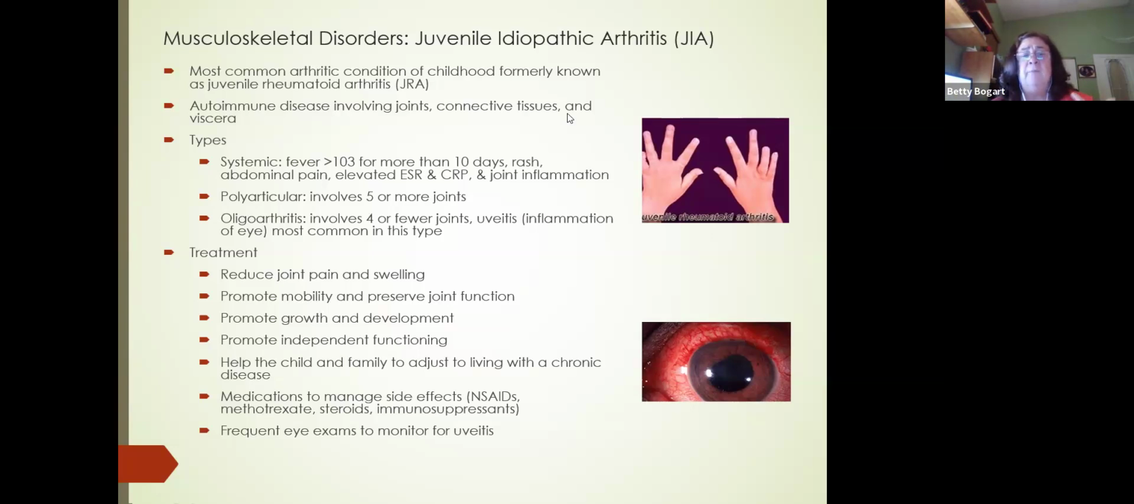Okay. How do we treat it with medicines? Well, methotrexate, weekly injections, steroids when you're really in pain. They're a band-aid. They don't cure anything. They just help with the pain. And then, of course, immunosuppressants. You've heard of Humira, one of the biggest ones, biologics that we use.